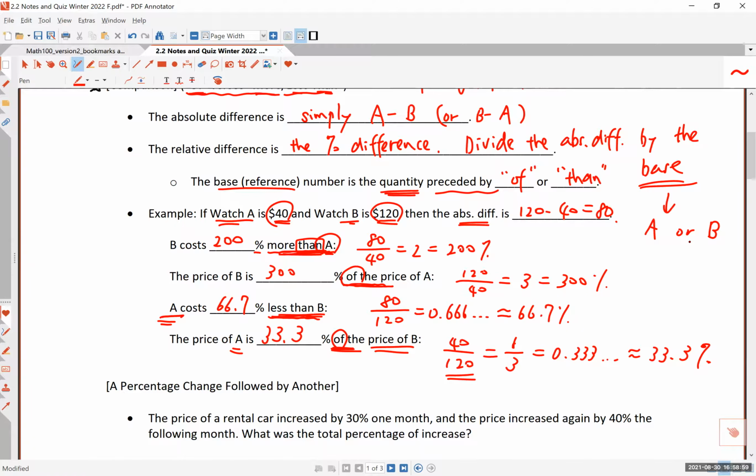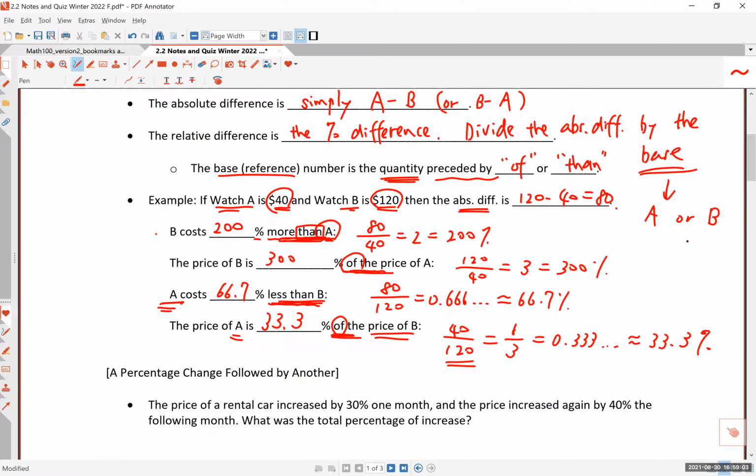You can say again, the cost of B is 200% more than the cost of A, which will make the price of B 300% of the price of A. Or you can say the price of A is 66.7% less than the price of B, which means that the price of A is 33% of the price of B. Now, notice here, 200, 300, 66, and 33.